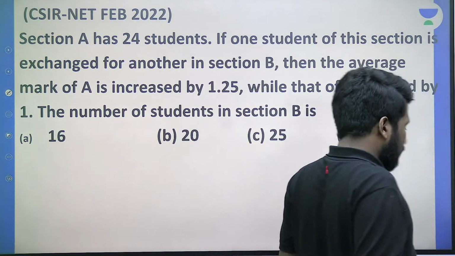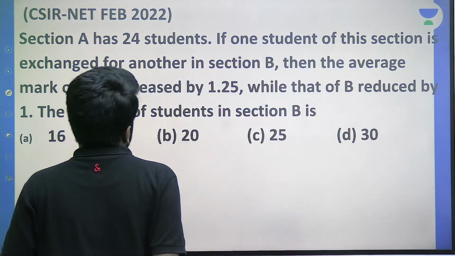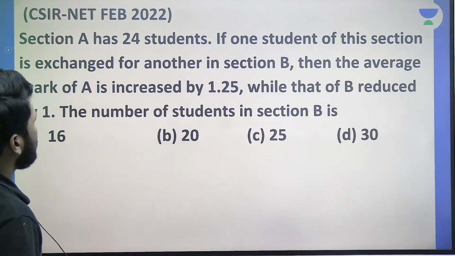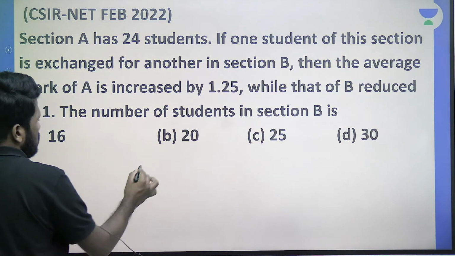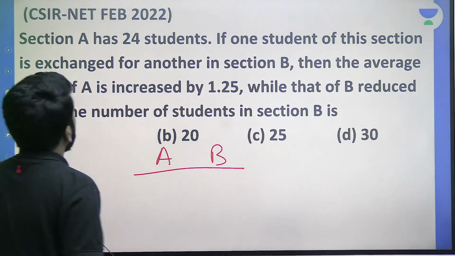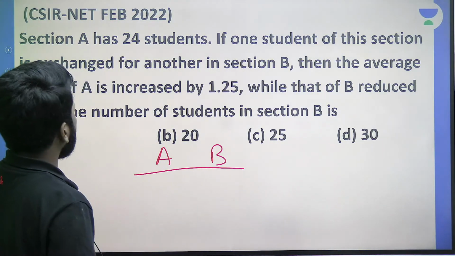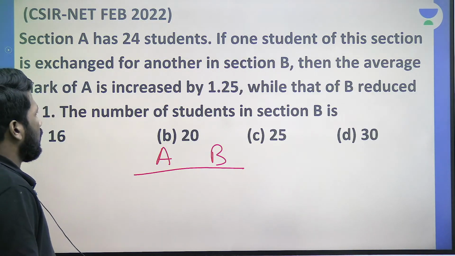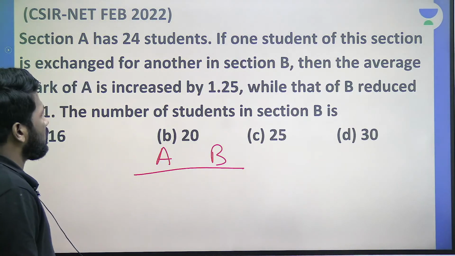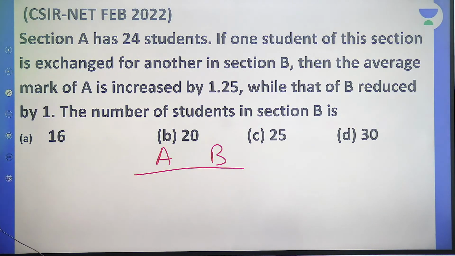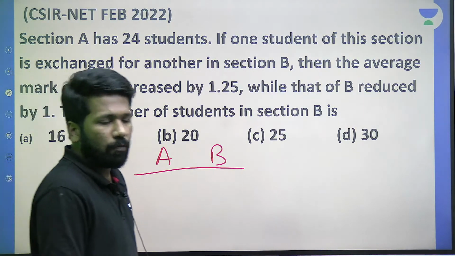Okay, so listen carefully. Section A has 24 students. If one student of the section is exchanged for another in section B, then the average marks of A is increased by 1.25. The average mark is increased by 1.25, so instead of comparing averages, it will be better to compare the sum of observations.